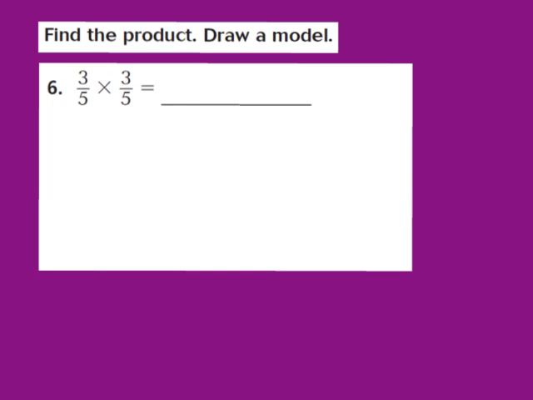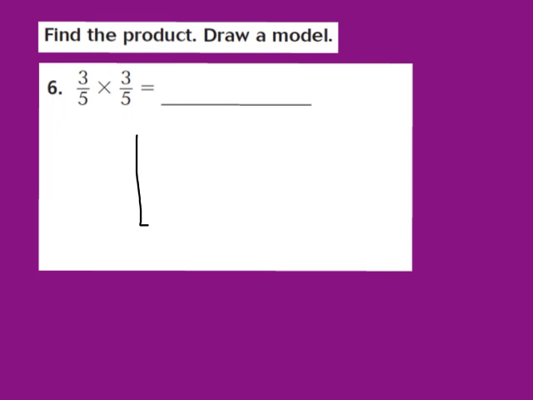Now, let's take a look at question number 6. For question 6, they give us 3/5 times 3/5. Once again, we're going to use the area model to help us find the product. Our first step is going to be this once again. We're going to draw a rectangle. So right now, along with me, I want you guys to go ahead and draw a rectangle for me.